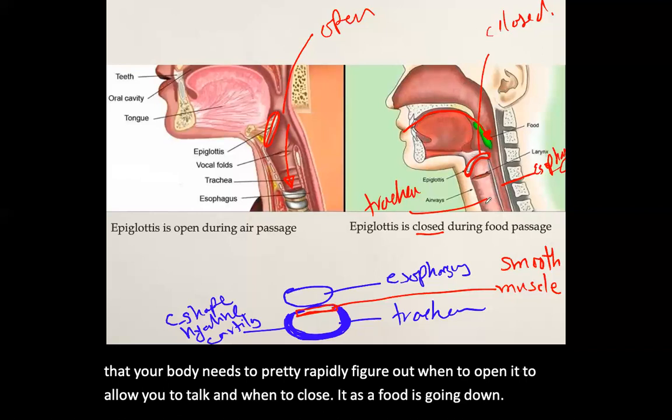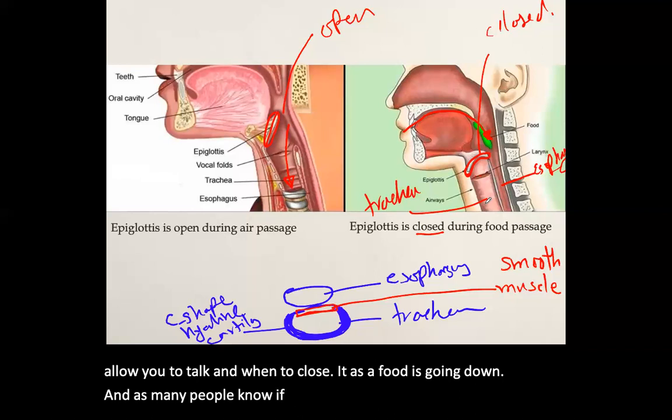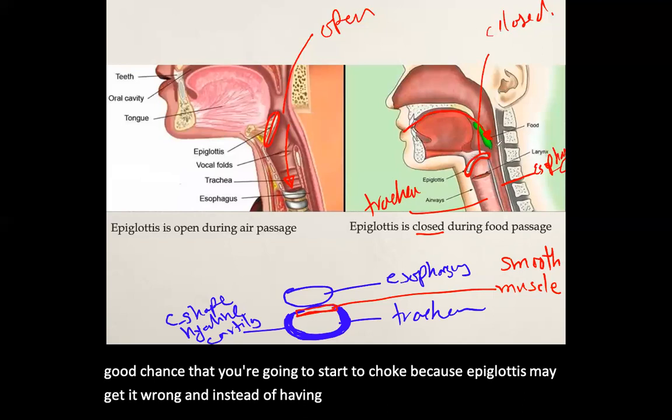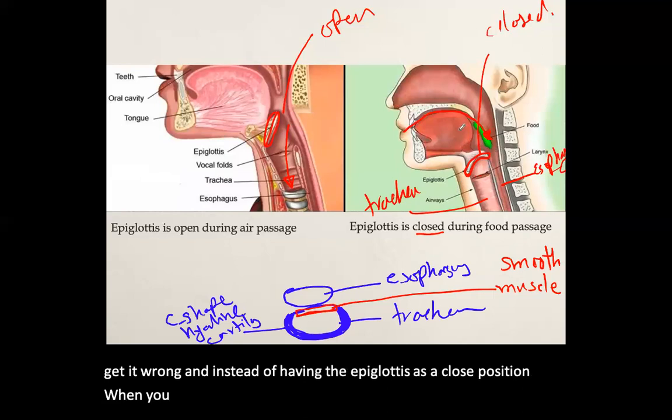And as many people know, if you talk and eat at the same time, there's a really good chance that you're going to start to choke, because the epiglottis may get it wrong, and instead of having the epiglottis in a closed position when you're eating, it opens up, allowing the food to enter your air passageway.